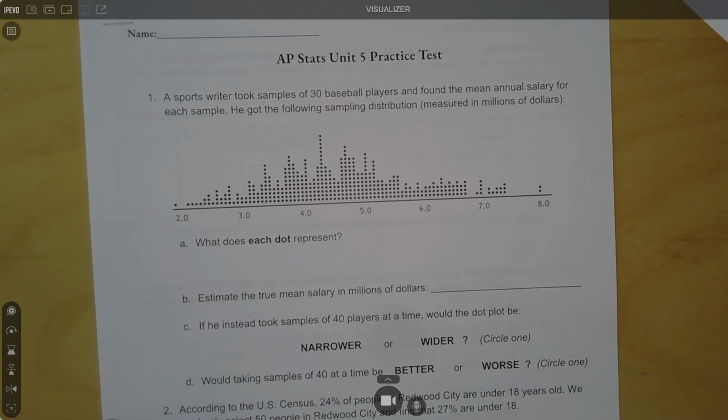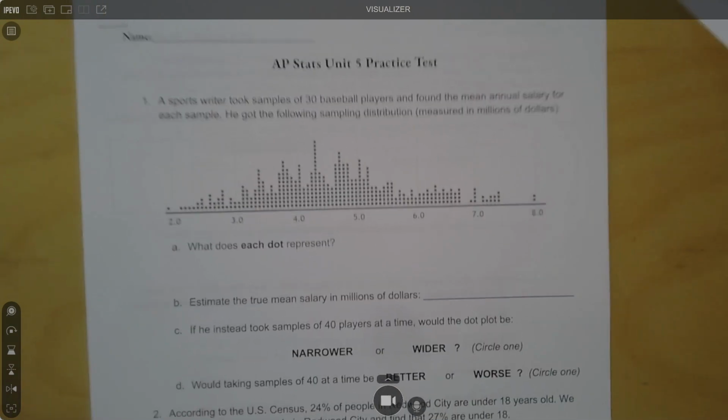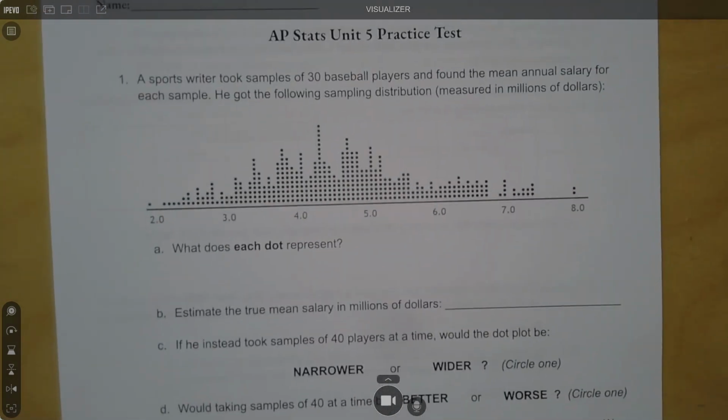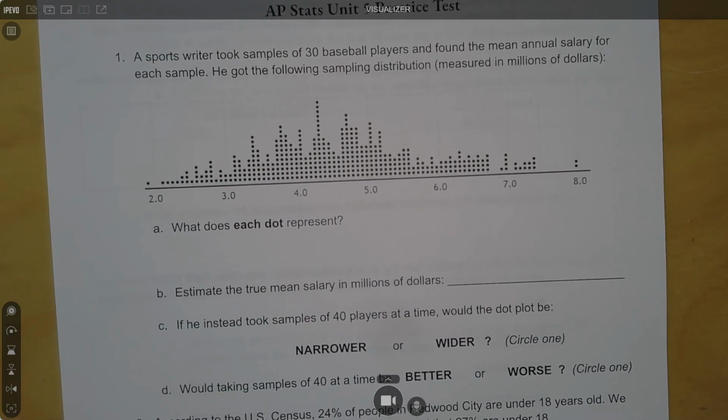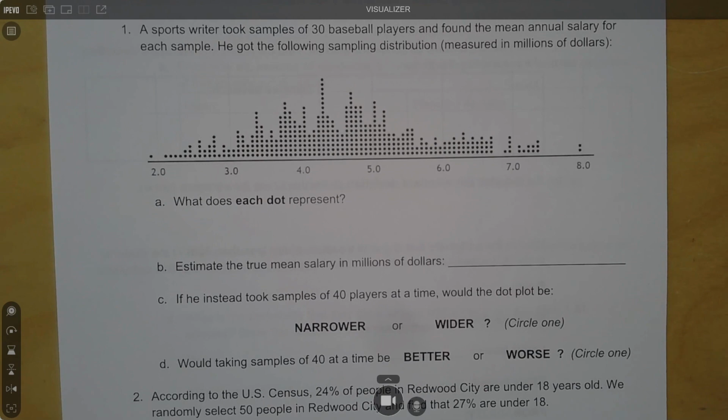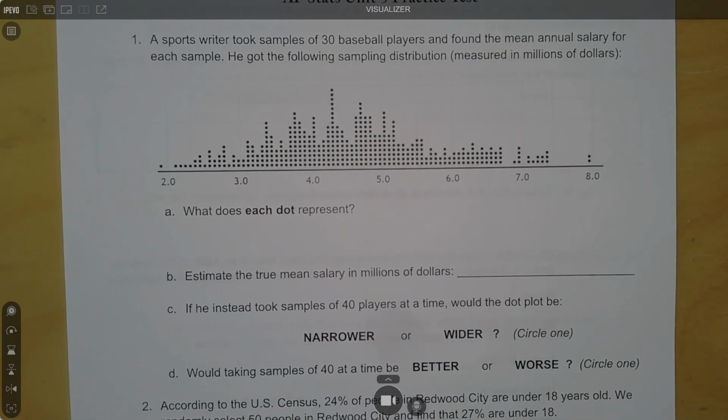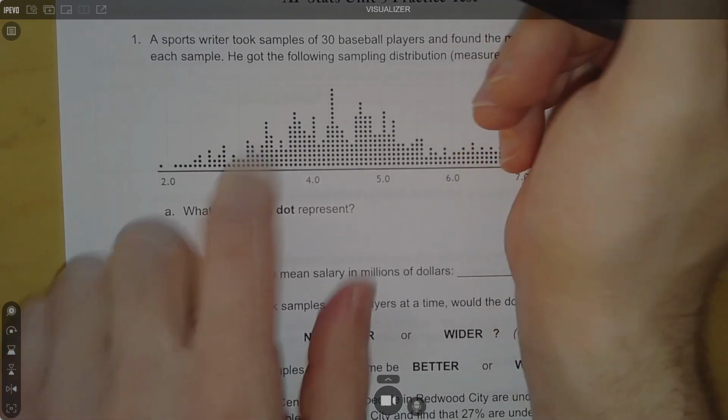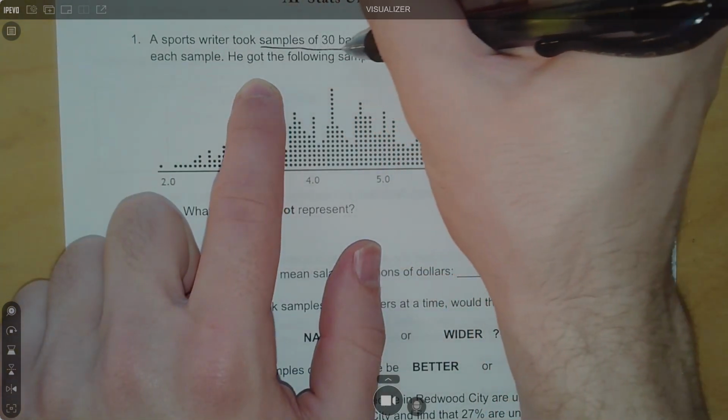It says, if a sports writer took a sample of 30 baseball players and found the mean annual salary for each sample, he got the following sampling distribution measured in millions of dollars. Okay, so we got a sampling distribution here. So what does each dot represent? Well, each dot is, look right here, a sample of 30 baseball players.